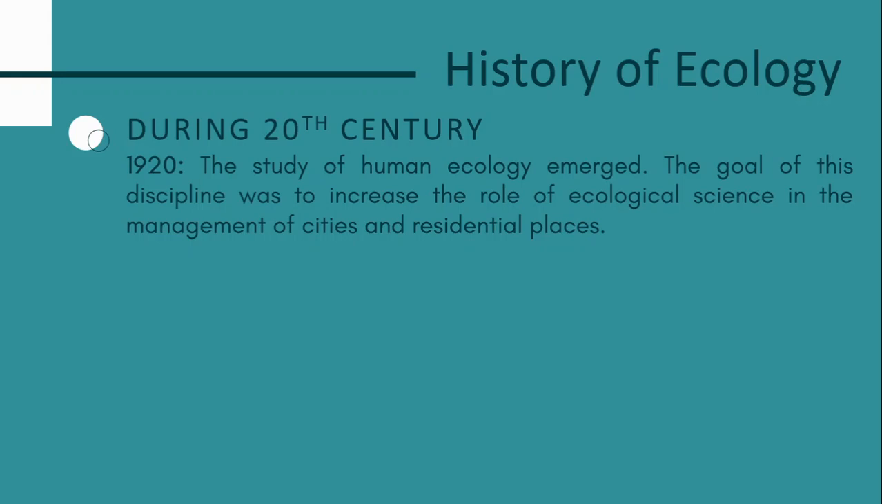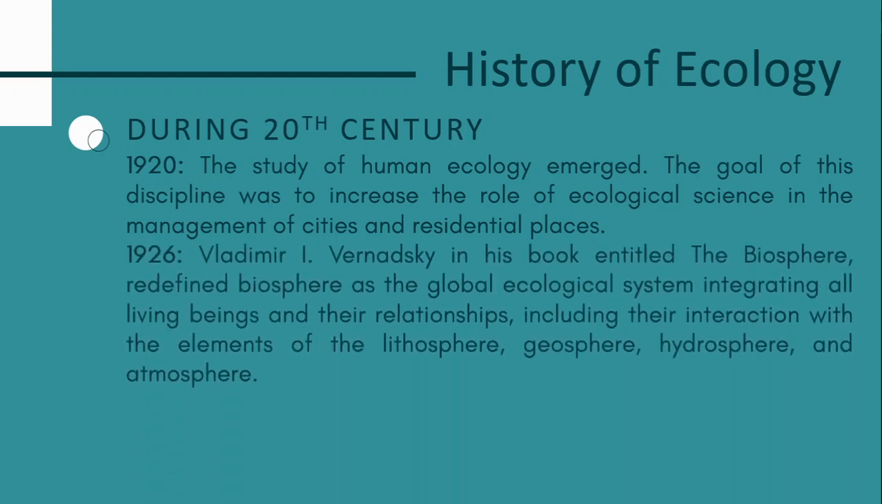So during the 20th century, in 1920, the study of human ecology emerged. The goal of this discipline was to increase the role of ecological science in the management of cities and residential places. And during 1926, Vladimir Vernadsky, in his book entitled The Biosphere, redefined the biosphere as the global ecological system integrating all living beings and their relationships, including their interaction with the elements of the lithosphere, geosphere, hydrosphere, and atmosphere.